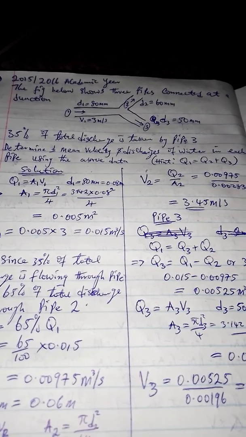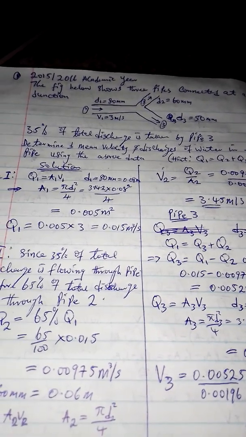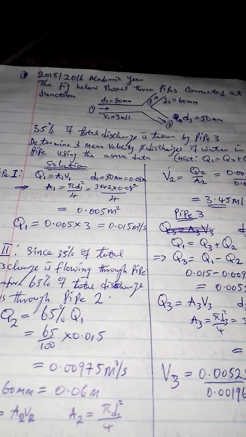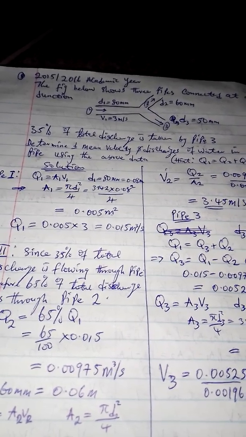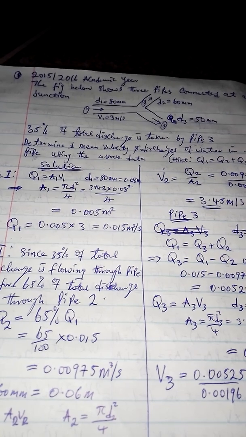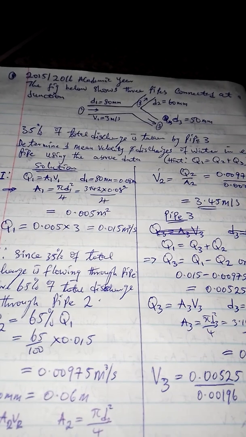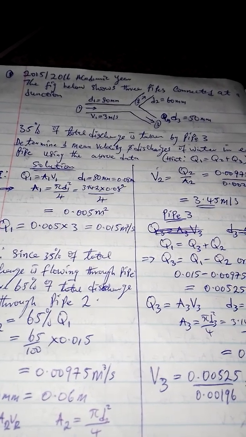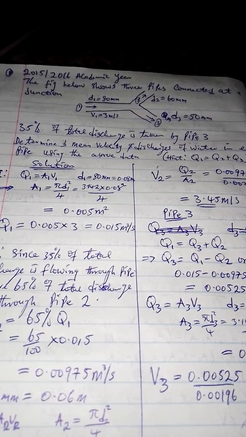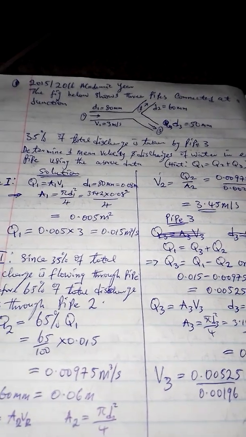For pipe 1, we've already been given the velocity. That means we are now going to solve for the rate of flow or discharge. The volume flow rate is equal to area times velocity. We're given the diameter, so we solve for area. Area is pi d square over 4, so you have 3.142 times 0.08 square over 4. When you punch it in your calculator, you have 0.005 meters square.